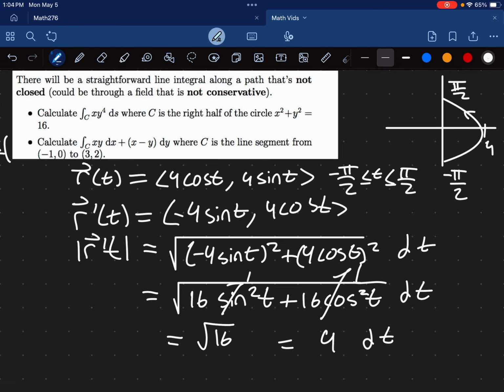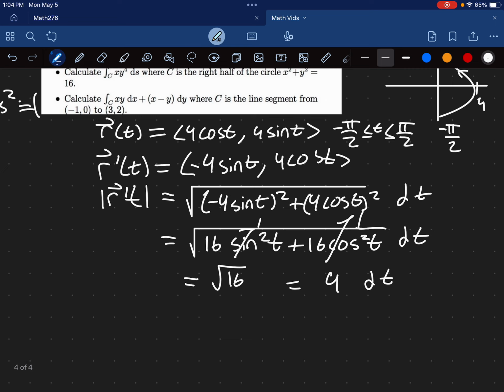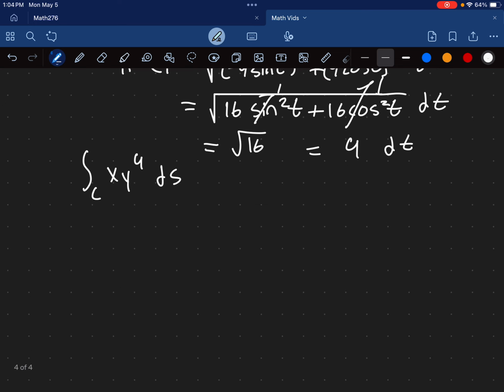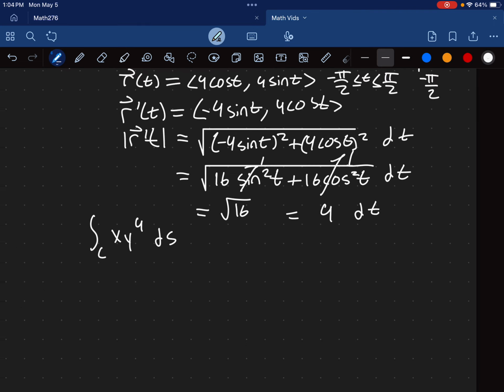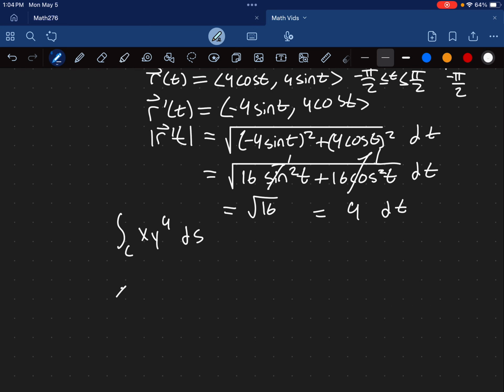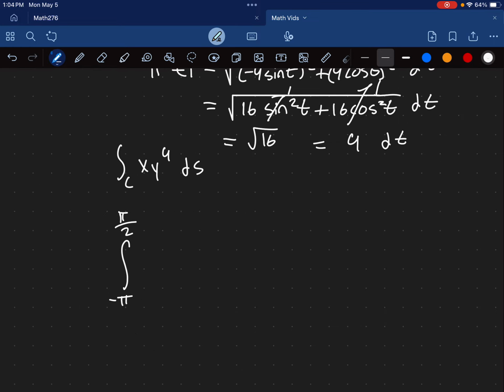Okay, so now that we have that, we need to plug in our parameter for our line integral. I'm going to rewrite it so it's easier to see: x y to the fourth and little ds. Okay, so our values of t go from negative pi over 2 to pi over 2, so I'm going to write it this way. And our x was 4 cosine t. Our y was 4 sine t, and that's to the fourth, and our ds is 4 dt.